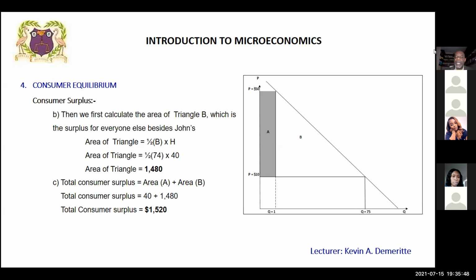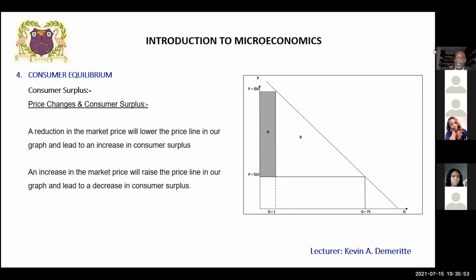So when we talk about consumer surplus, we looked at John and we looked at everyone else's. What can affect consumer surplus will be if our market price of this product changes. Clearly, you can see if the price rises above $10, so if the price moves up, then both that area that we have A would be smaller, that's John's surplus will be smaller, and the triangle will also be smaller. So the consumer surplus for everyone else will also be smaller. So if the price rises, total consumer surplus would go down.